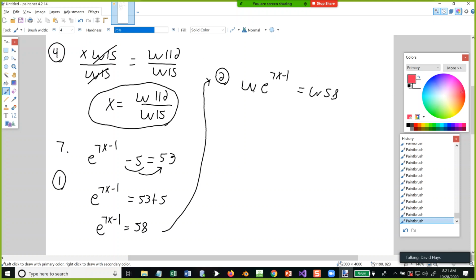Now remember, natural log is base e. And we said before that if these two numbers match, the log and those e's are going to cancel, and this exponent will drop down. So that's property 3. Use properties of logs to get the variable out of the exponent. So natural log and e always cancel each other. And that gives us 7x minus 1 is equal to natural log of 58.